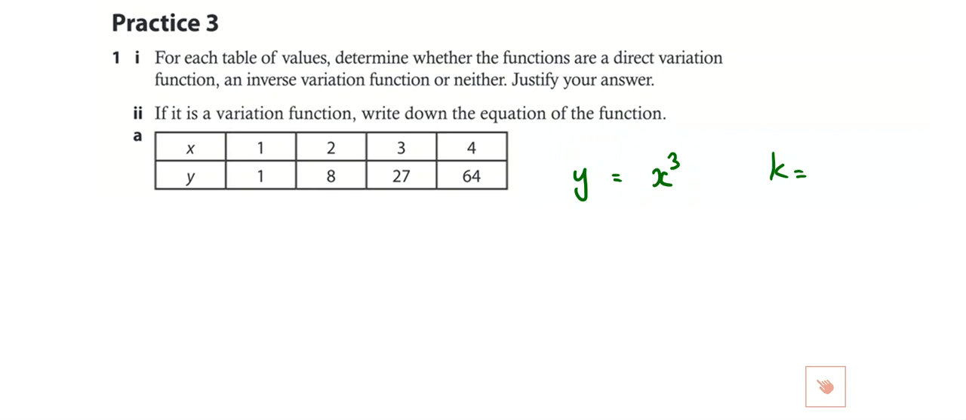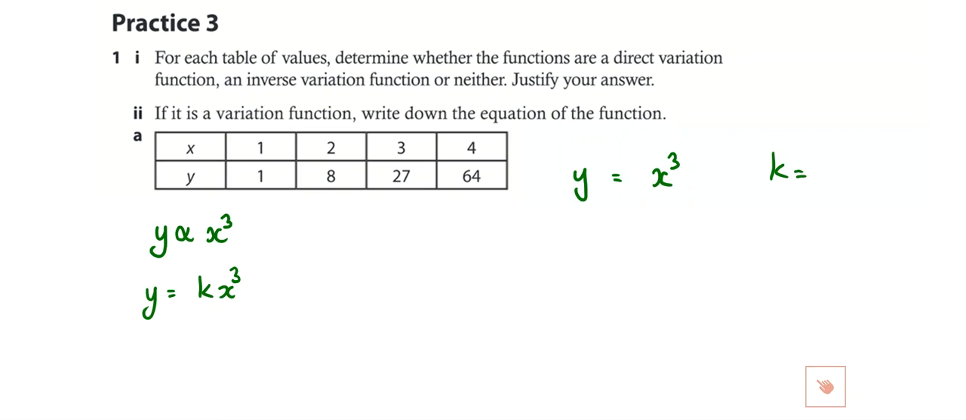Because if we're saying y is directly related to x cubed, that means we've got y equals kx cubed. So what would k be in this case? Very simple. Power of 3.